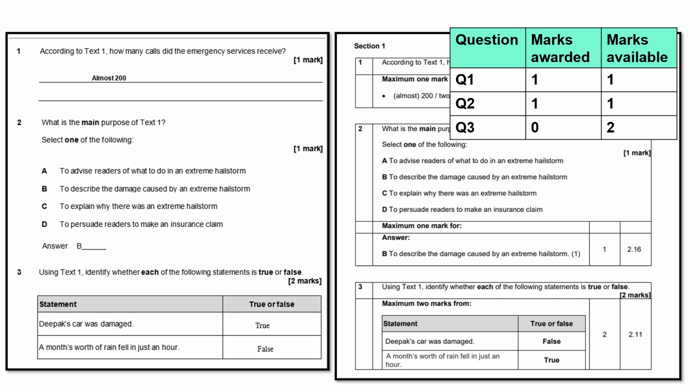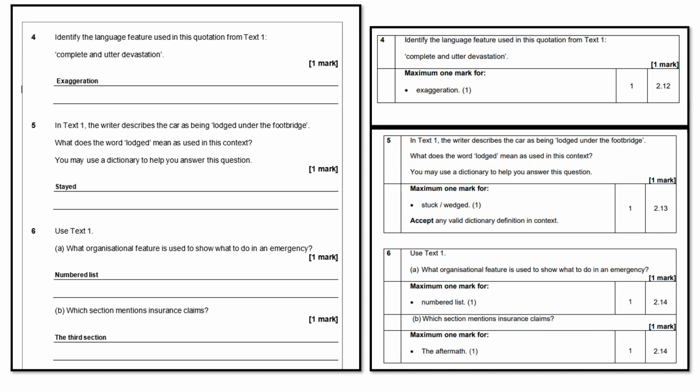And you can see there the marks awarded and the marks available. So for question 1, they got the mark. Question 2, they got the mark, but question 3, they got 0 out of 2. Next, you've got question 4 to question 6. Again, you may wish to pause the recording and then we'll go through the answers.